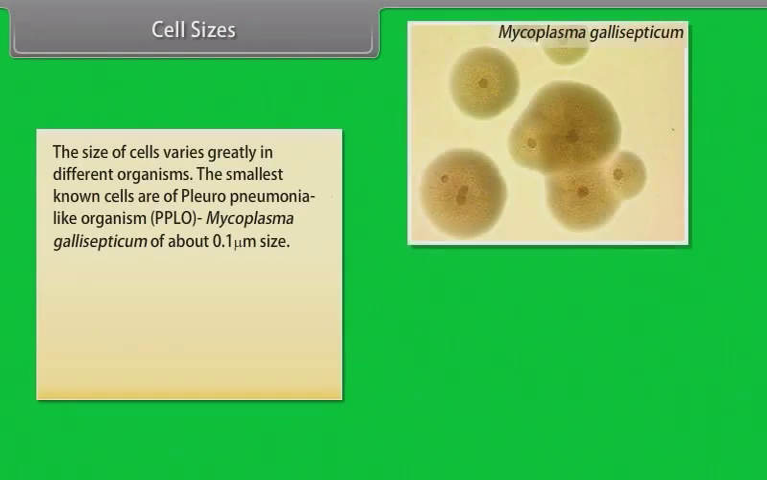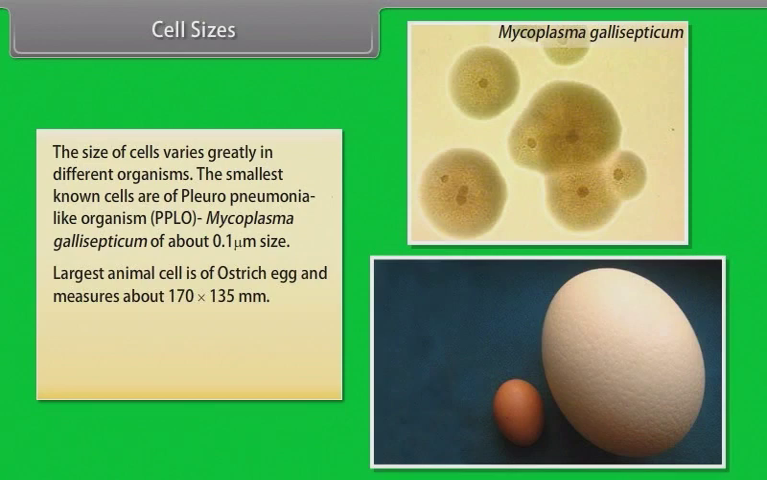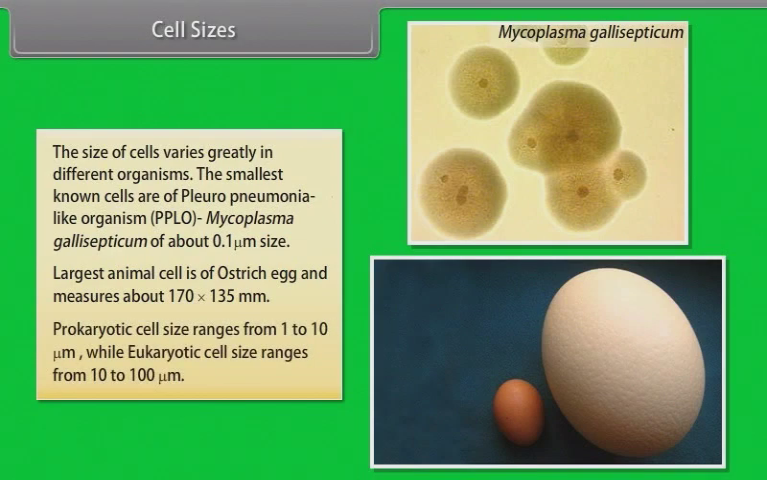Cell sizes. The size of cells varies greatly in different organisms. The smallest known cells are of pleuropneumonia-like organism, that is, PPLO, Mycoplasma gallisepticum, of about 0.1 micrometer size. Largest animal cell is of ostrich egg and measures about 170 by 135 millimeter. Prokaryotic cell size ranges from 1 to 10 micrometer, while eukaryotic cell size ranges from 10 to 100 micrometer.